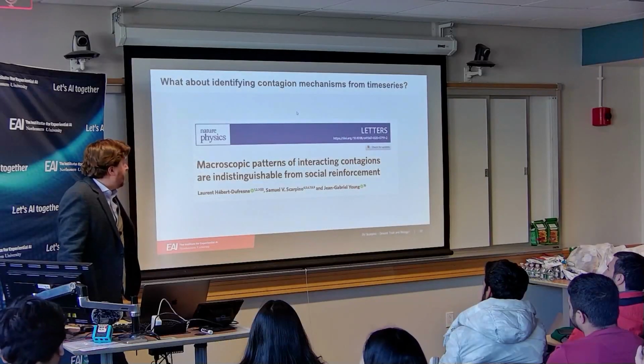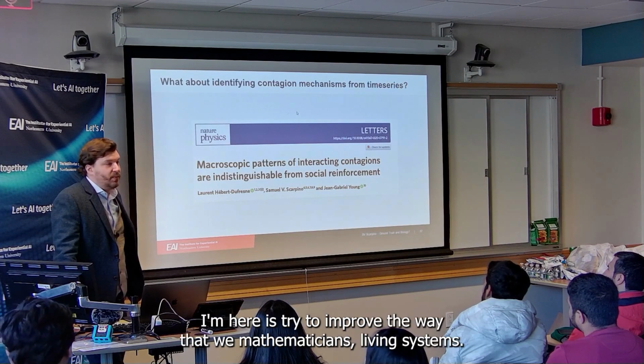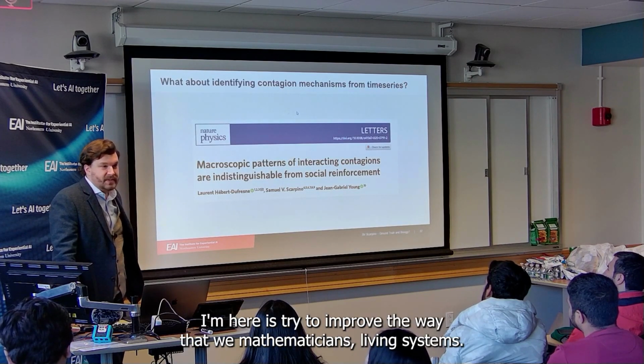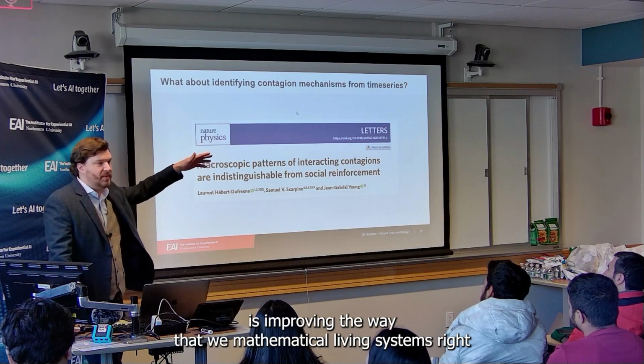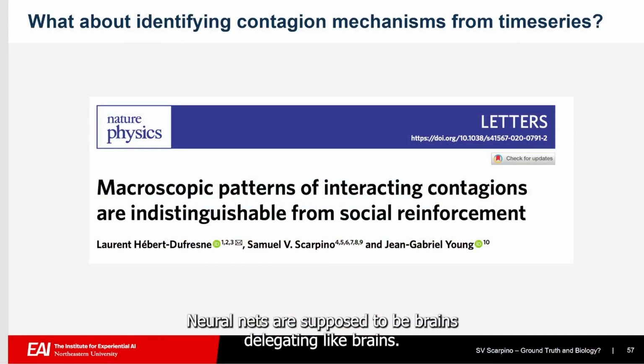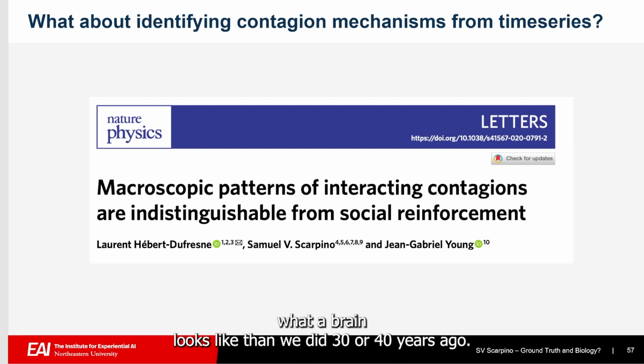Similarly, one of the main things that I do, and a big part of the reason I'm here, is try to improve the way that we mathematize living systems. That's actually how I think we're going to make advances in core AI, is improving the way that we mathematize the living systems, right? Neural nets are supposed to be brains. They don't look anything like brains. They don't learn like brains. They don't use energy like brains. We know a lot more now about how we might actually mathematize what a brain looks like than we did 30 or 40 years ago.